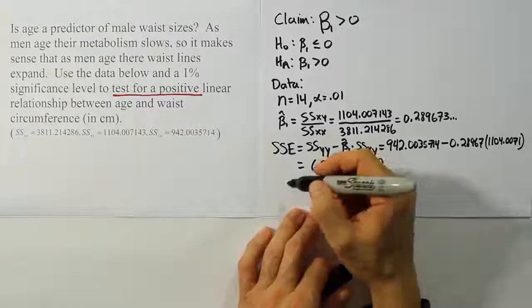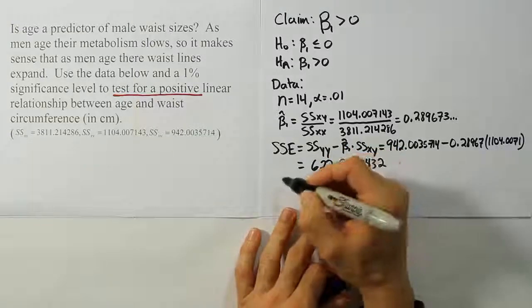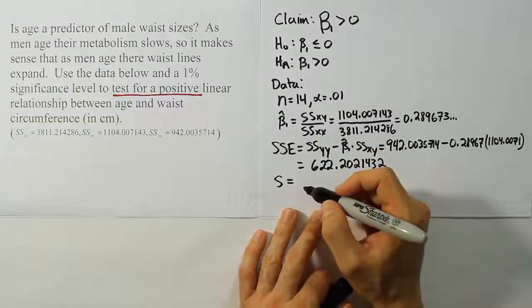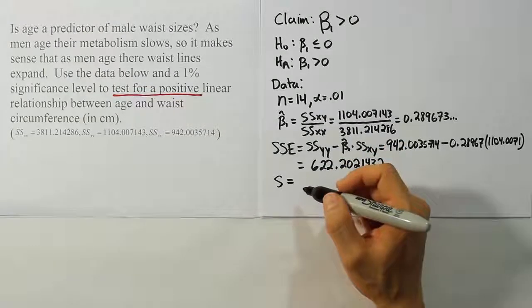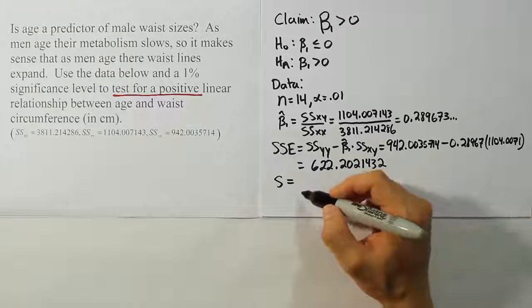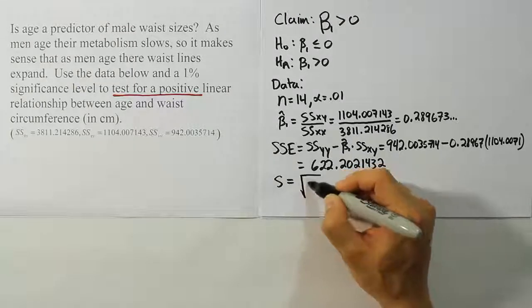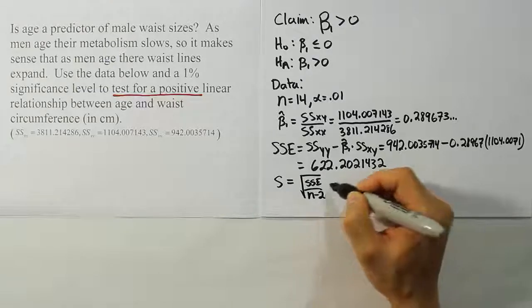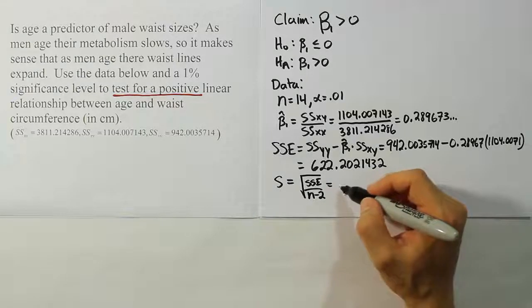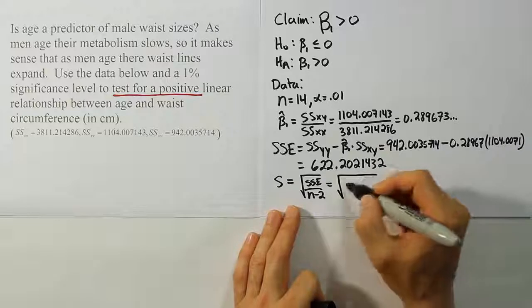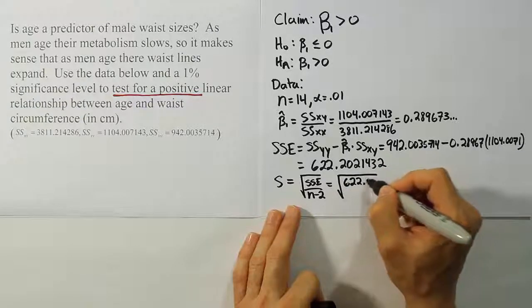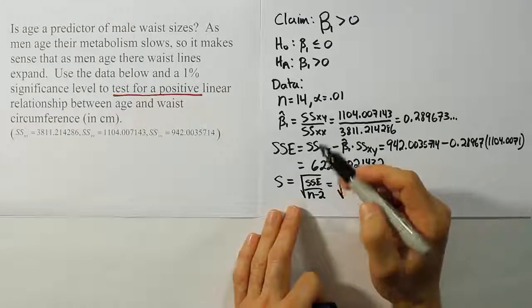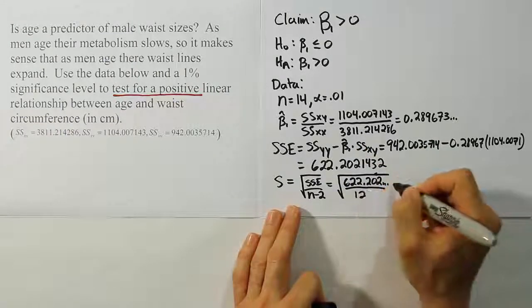Our next step is to come up with the S value for the problem. So S, which is going to be the standard deviation for the error term, or an estimate of the standard deviation for the error term, we're going to have that as SSE over n minus 2. Now, SSE we have above, right? So that's 622.202... divided by 14 take away 2, which is 12.